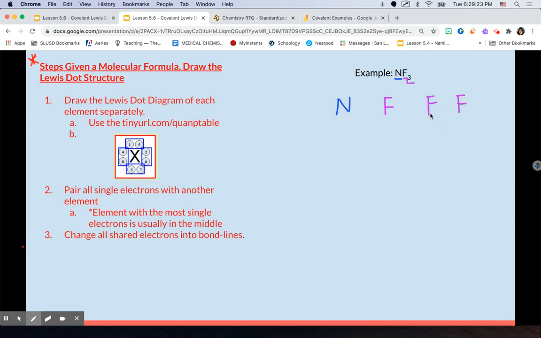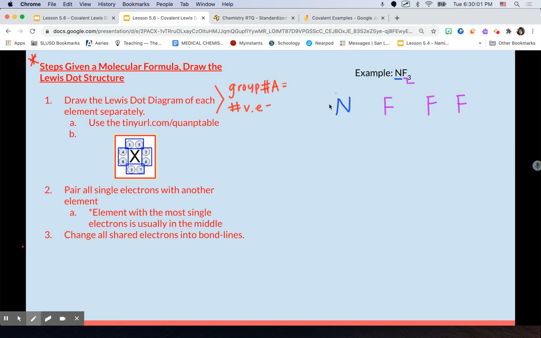So I'm going to draw the Lewis dot diagram of each element separately. And if you don't remember, recall that in Nearpod lesson 5.1, when you're drawing a Lewis dot diagram, you're just drawing the valence electrons for each element. And to figure that out, it's the group number A that is equivalent to the number of valence electrons you need to draw.